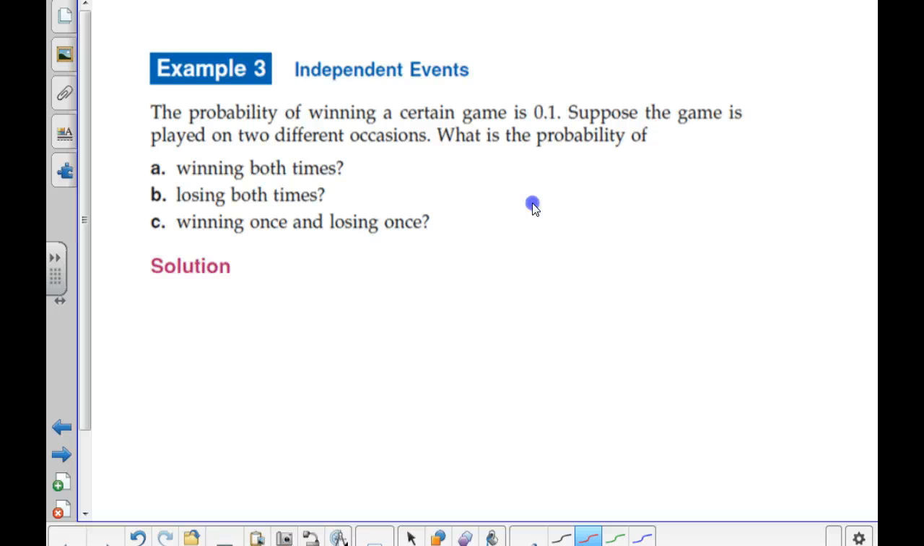All right, probability of winning a certain game is 0.1. Suppose the game is played on 2 different occasions. What is the probability of winning both times? Independent events, right? So the first time your chance of winning is 0.1, and the second time your chance of winning is 0.1, which is 1/10 times 1/10, guys.